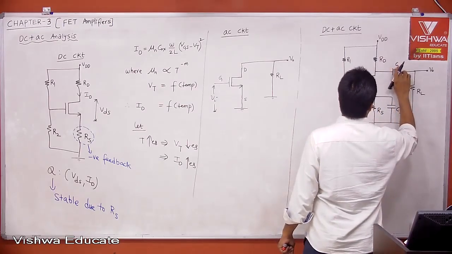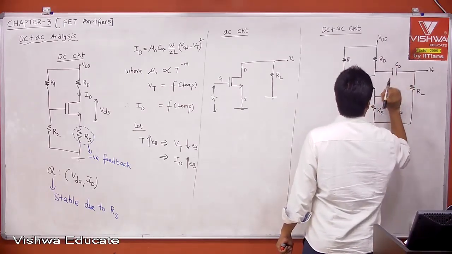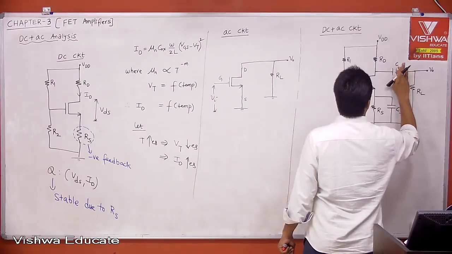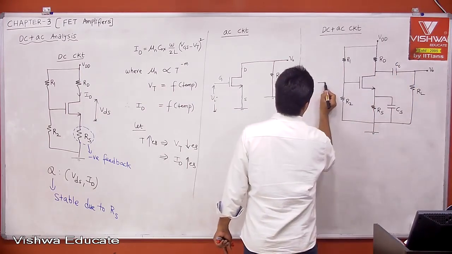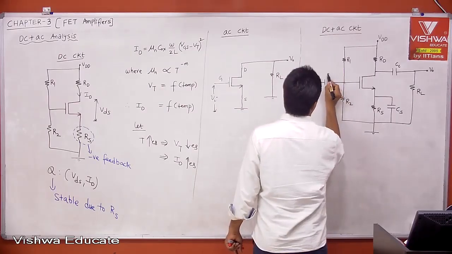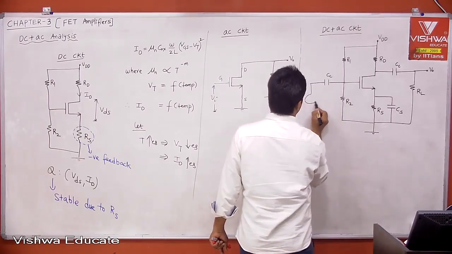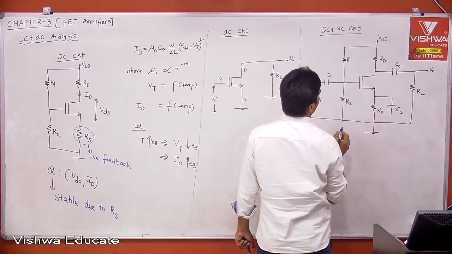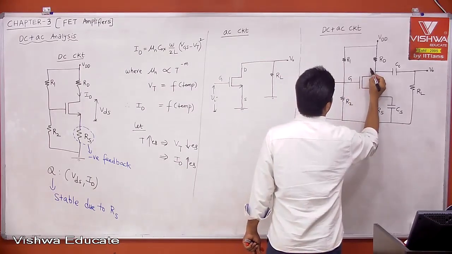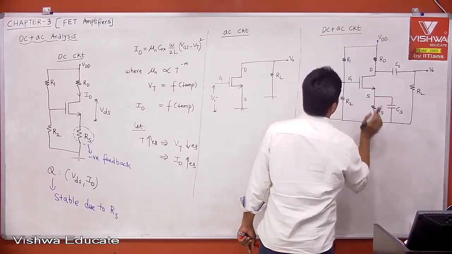This is a drain, right? CD, but normally you'll get confused. Okay, anything is fine. This is the coupling capacitor, and again we have the input coupling capacitor. Now this is your input AC signal, let us say Vi. Now this is gate, drain, source.